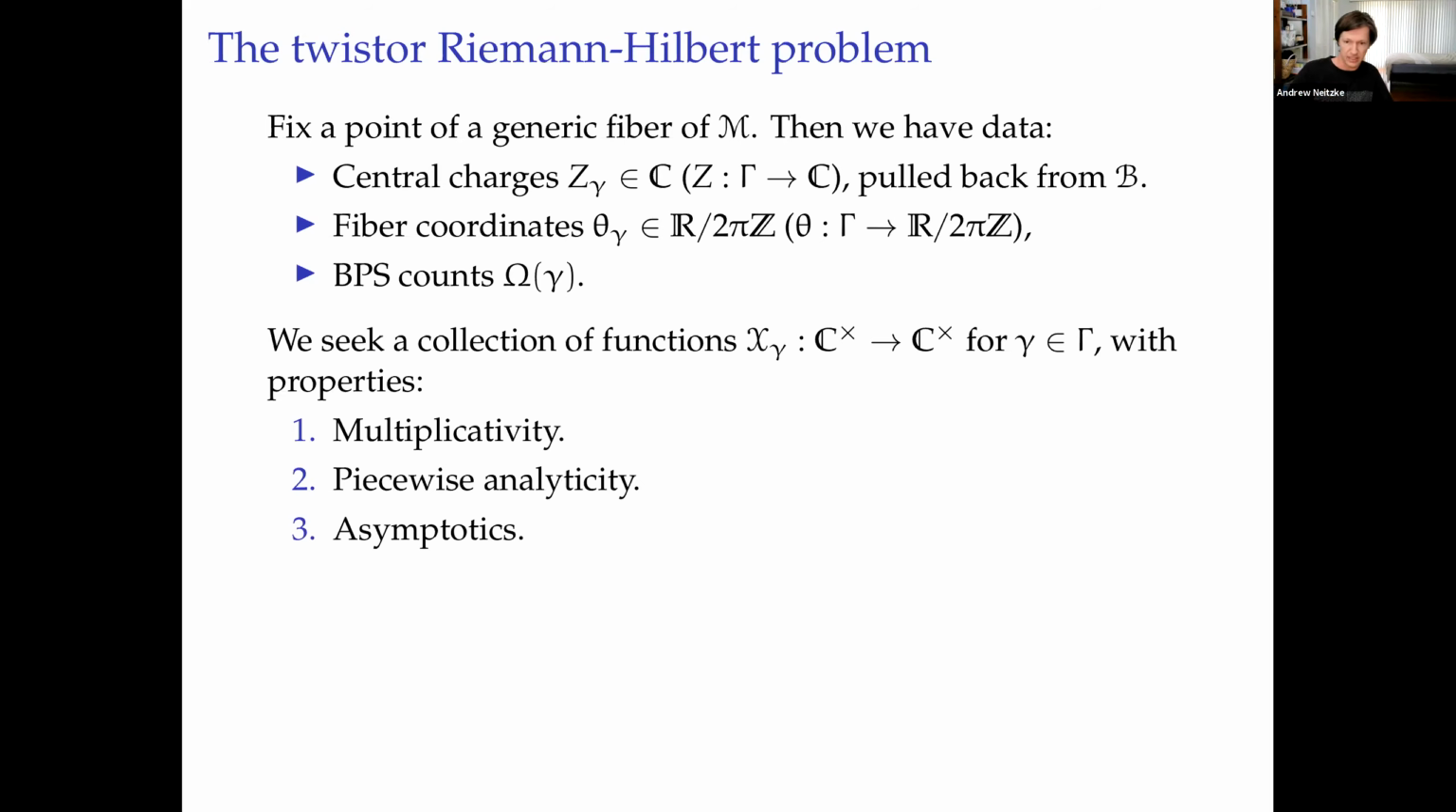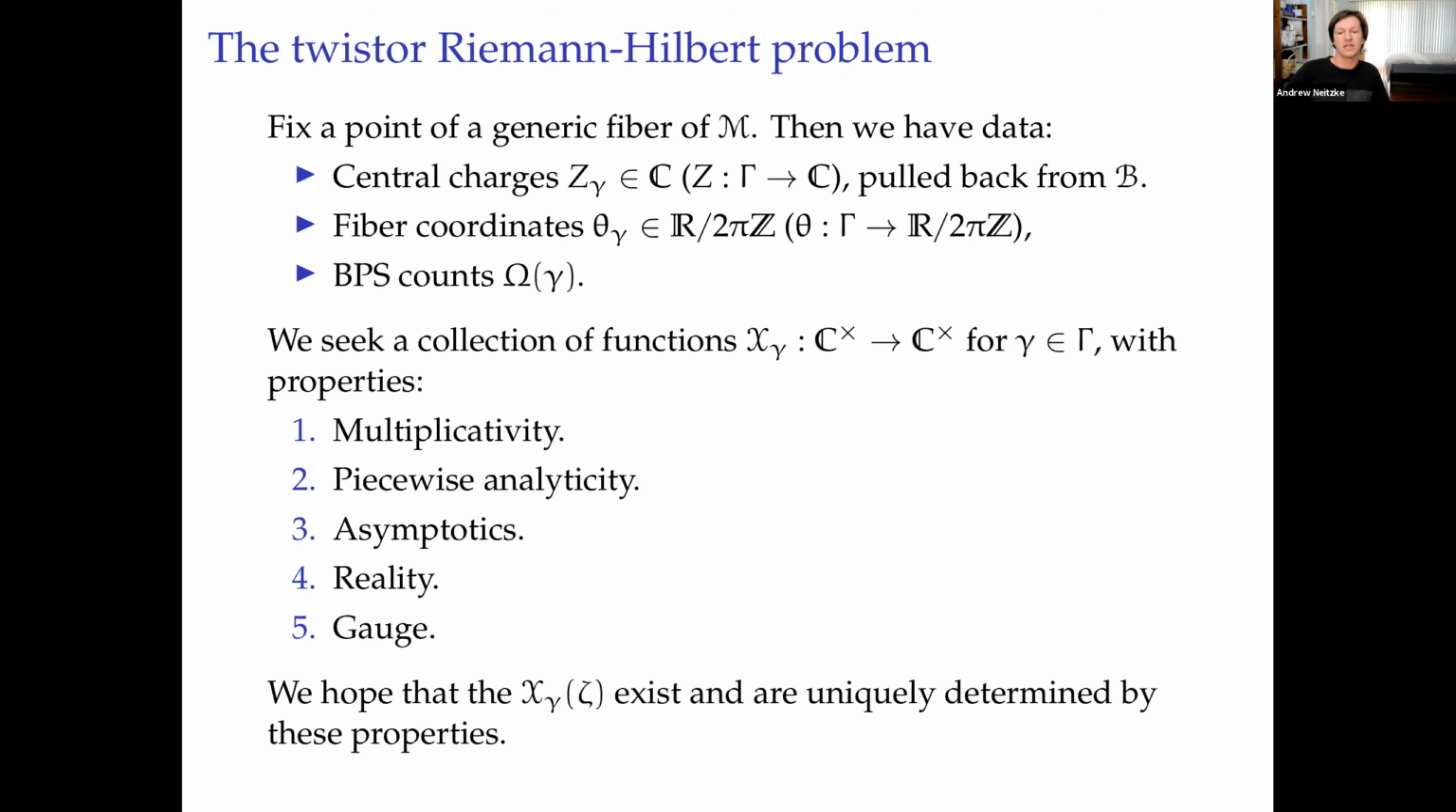Then there's going to be a reality condition that relates what happens at 0 and what happens at infinity. And this is going to be a kind of gauge condition which you put in to try to make the solution unique. And what we're hoping for is that functions obeying this list of properties exist, and moreover that they're uniquely determined by this list of properties. That's the dream. So let me now say a little more precisely what these properties are.